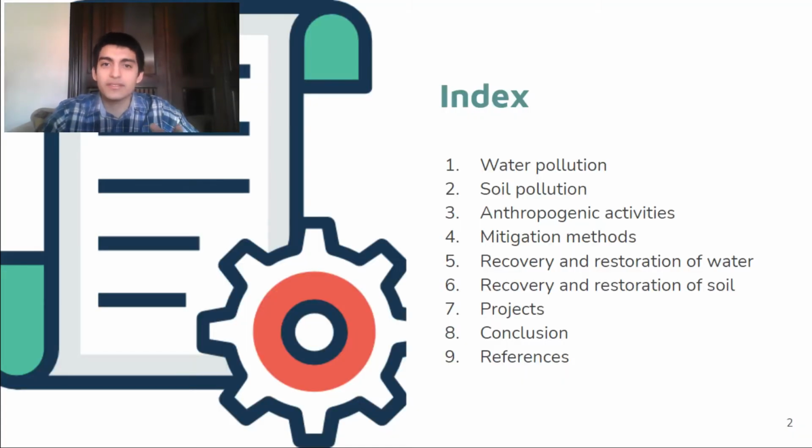Let's start with an index. As you can see, in the kickoff, we can see some basic concepts like what is water pollution and what is soil pollution. Because without them, we cannot keep going and understand the next things that are kind of more complicated, like the anthropogenic activities that cause this, the mitigation methods, and the main focus of this presentation, that is the recovery and restoration of water, the recovery and restoration of soil, some projects that apply these concepts, a conclusion, of course, and our reference.